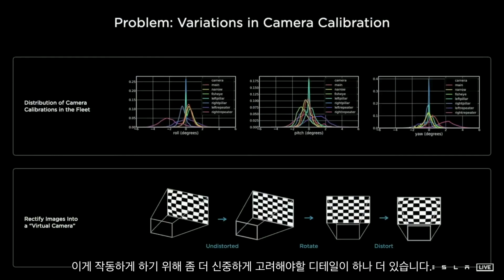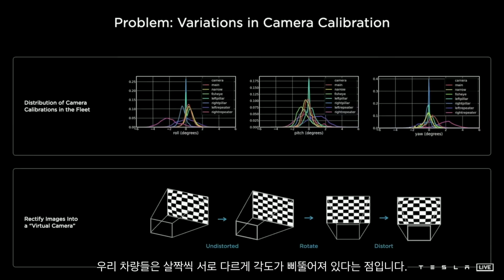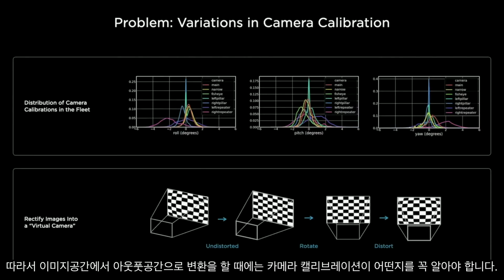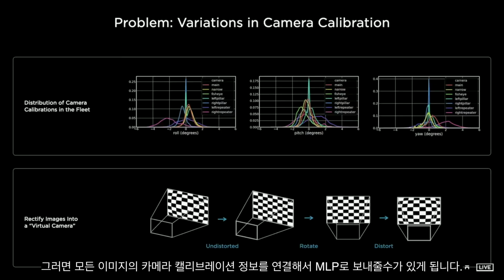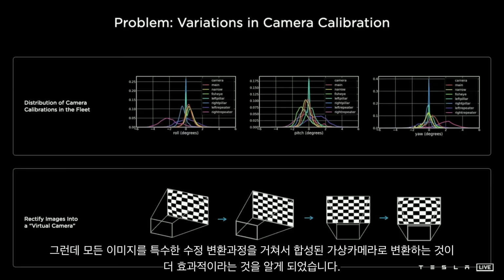So one more thing, you have to be careful with some of the details here when you are trying to get this to work. So in particular, all of our cars are slightly cockeyed in a slightly different way. And so if you're doing this transformation from image space to the output space, you really need to know what your camera calibration is, and you need to feed that in somehow into the neural net. And so you could definitely just concatenate the camera calibrations of all of the images and somehow feed them in with an MLP. But actually, we found that we can do much better by transforming all of the images into a synthetic virtual camera using a special rectification transform.